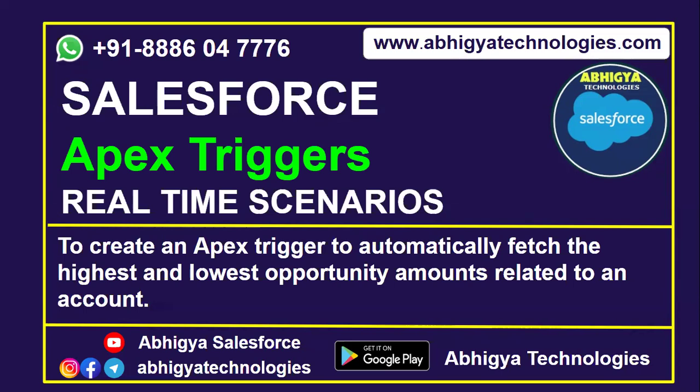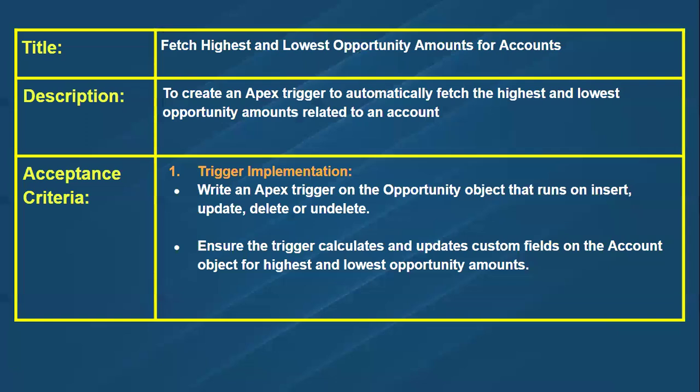Use cases like this are usually asked in interviews, such as the highest to lowest salaries of the employees. Here, for easy understanding, I am taking the highest to lowest opportunity amount of an account. So we can display the highest opportunity amount and lowest opportunity amount in the parent record of the account. So this is the use case.